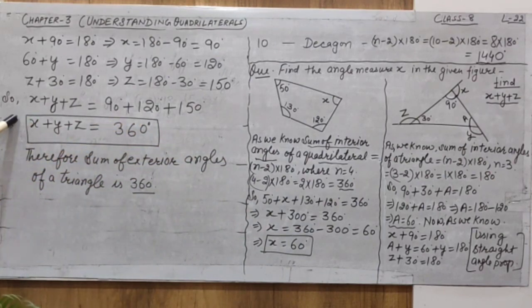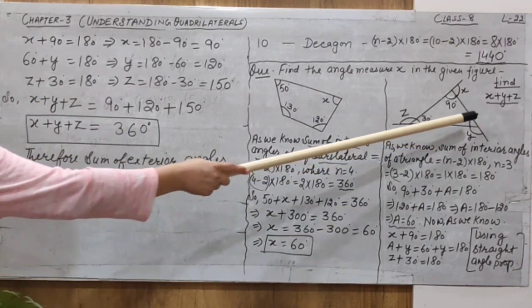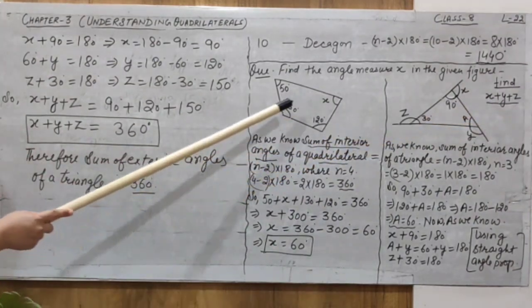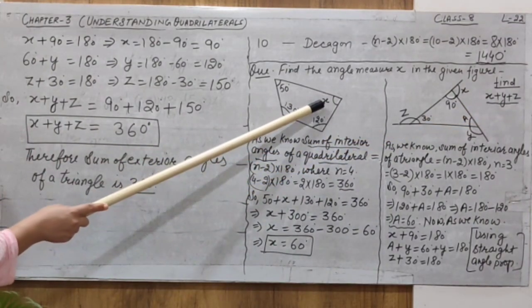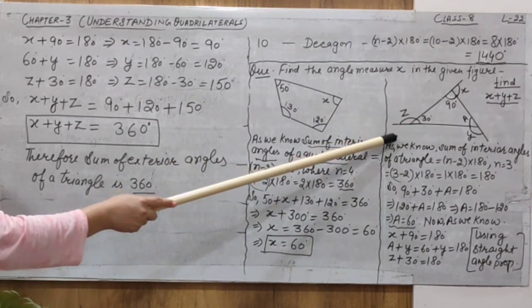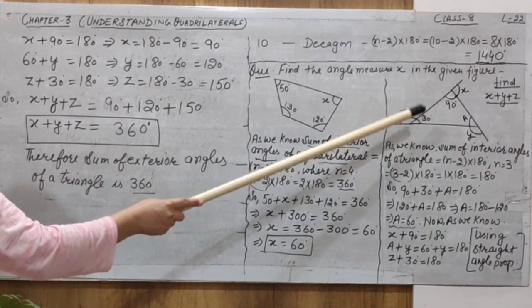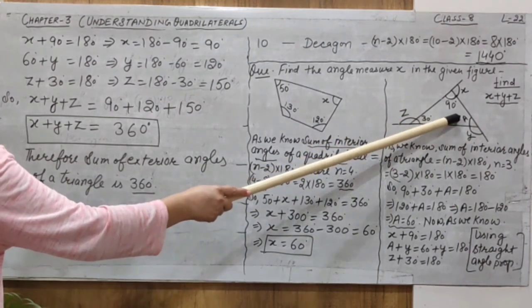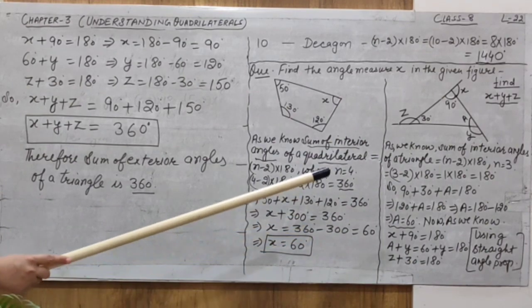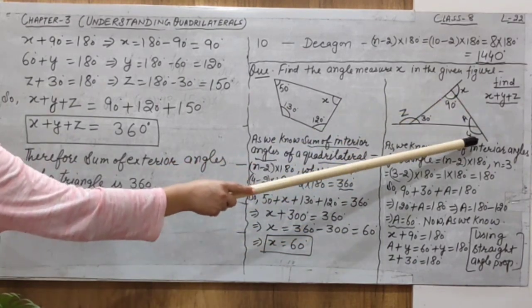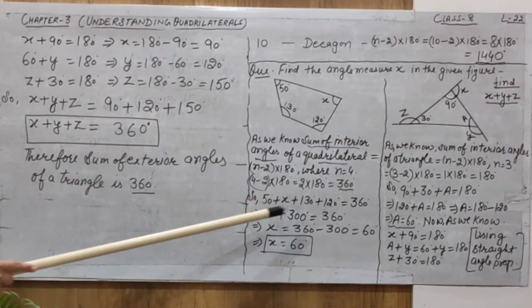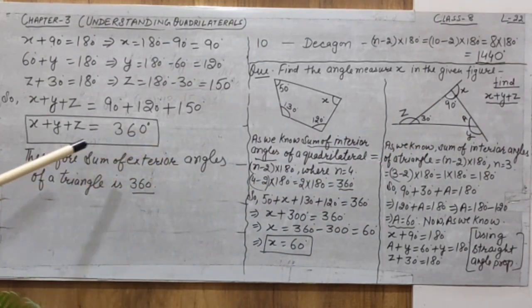Now the question is to find out the value of x plus y plus z. In the previous question you only had to find the value of x, that is only one angle. But in this question, in the triangle, you have to find four angles. First, the interior angle using the sum of interior angles property. Then the sum of all the exterior angles. X, y, z are the exterior angles of the triangle.